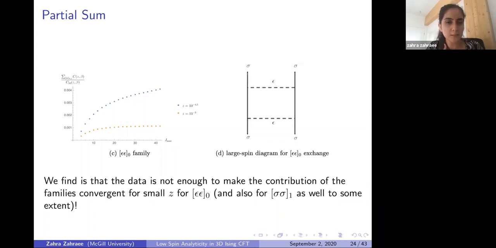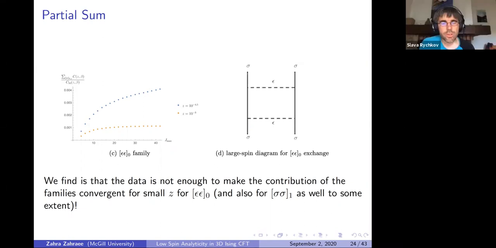This is expected because we know that the epsilon epsilon 0 family would contribute as log squared z, and each term just has a log z. So we need an infinite number of them to be able to produce this log squared z. So we find that the data is not enough to make the contribution of the families convergent for z of order 10 to the minus 4.5 for epsilon epsilon 0 and sigma sigma 1.